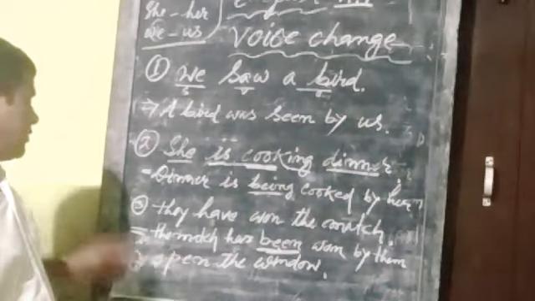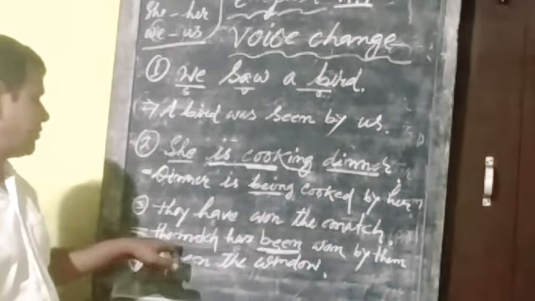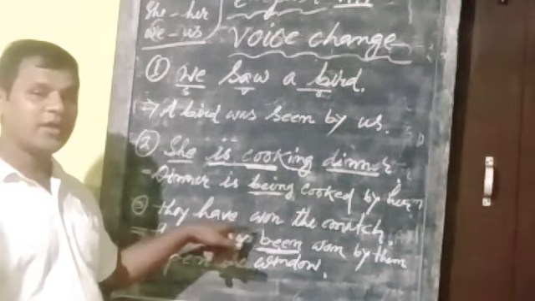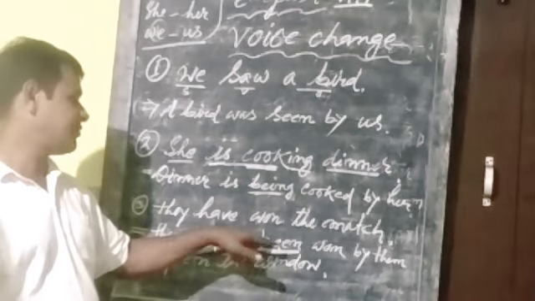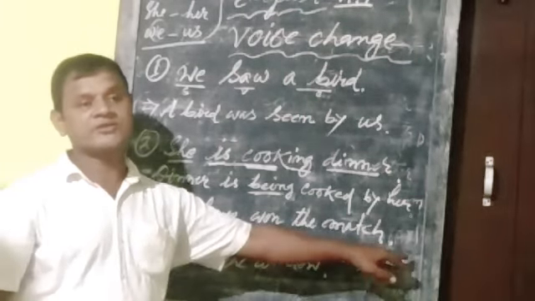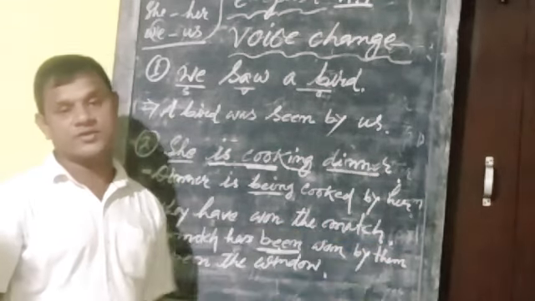Okay, same formula. Object came in place of subject, the match. Then auxiliary verb, have or has is there, then you write have been or has been. Then third form of verb, then by preposition, then subject goes in place of object.